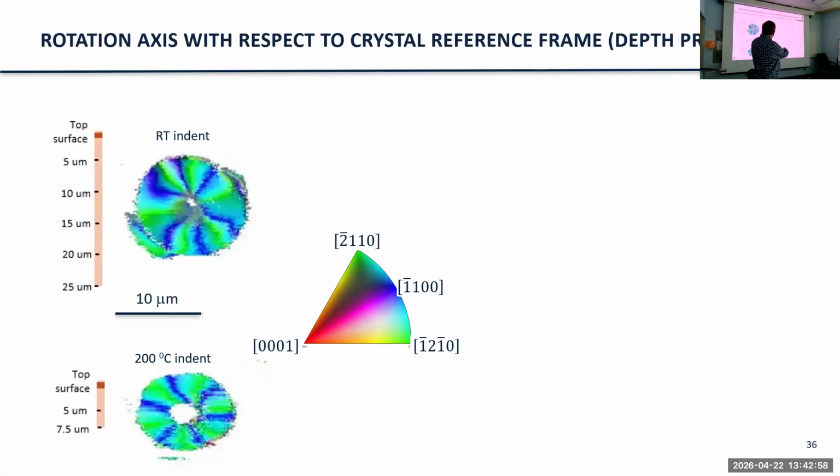So blue is 1 bar 1 0 0, and green is 1 bar 2 1 bar 0. Slight difference between this green and that green, but don't worry about it. But what you see is there is six-fold symmetry here, again related to the crystal structure. And the blue are rotations around 1 bar 1 0 0, and the greens are around these other two. So let's see if we can, again, take slices from the surface moving down into the material.